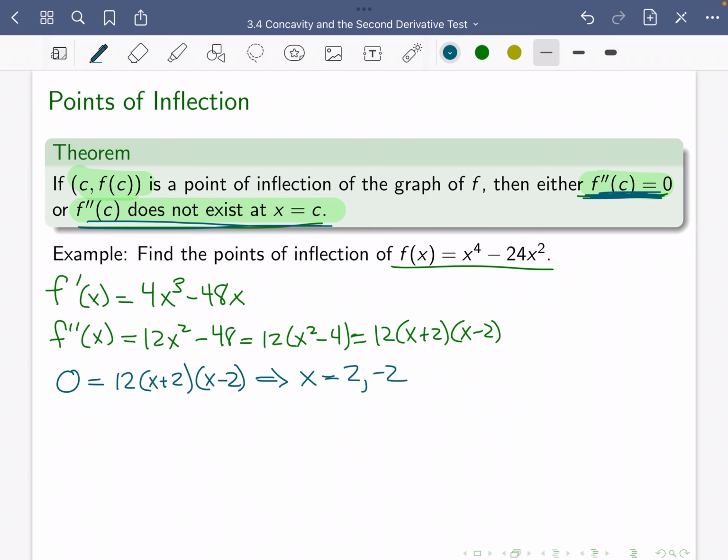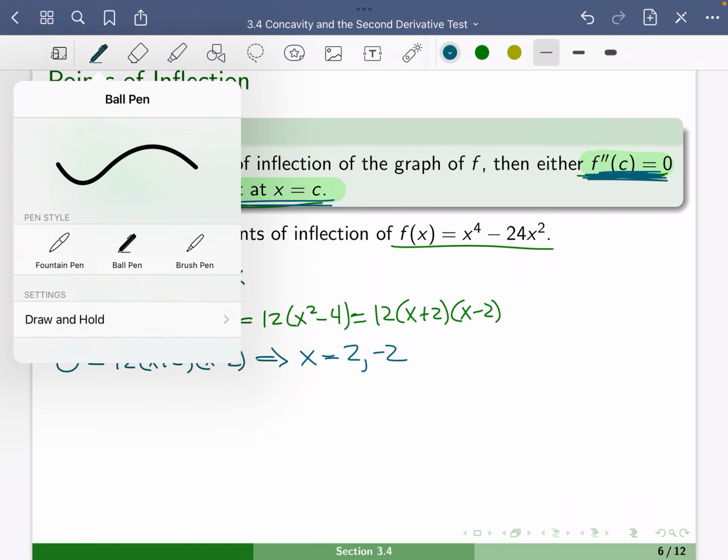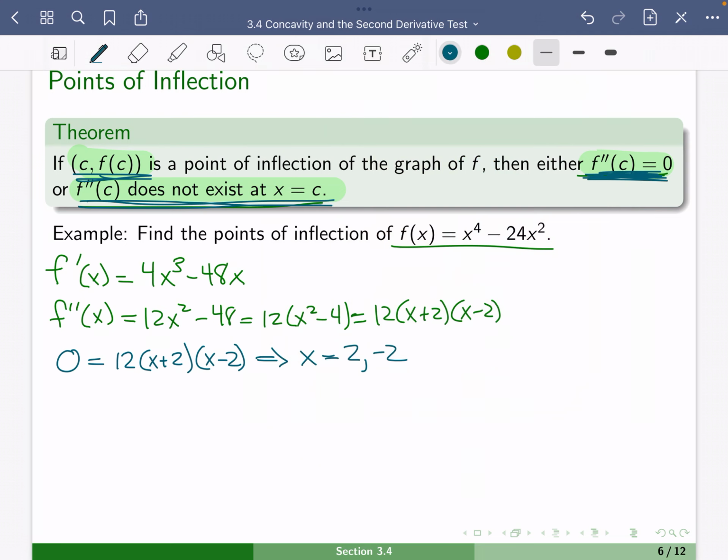And so you might say, oh, when our x value is 2, if we plug that into the original function, that will give us an inflection point. That is almost right, but not quite. If we have an inflection point, then one of these two things will be true. But if one of those two things is true, it doesn't necessarily have to be an inflection point. So we should really check to see whether we actually have an inflection point. To check that, I would create a sign chart for the second derivative.